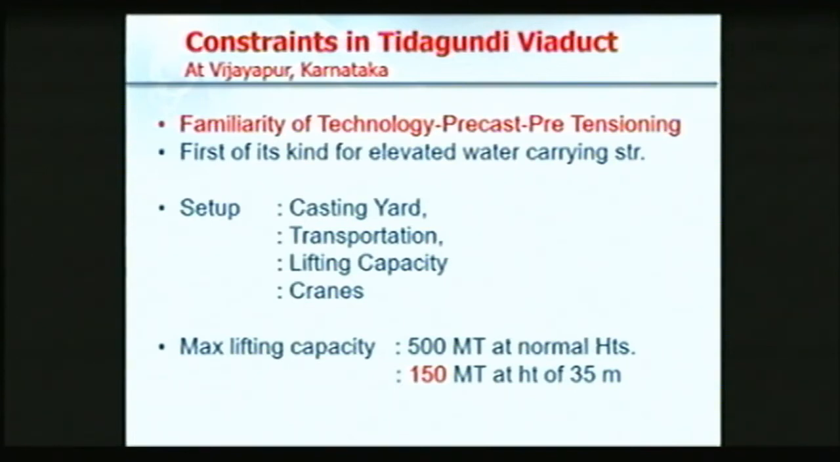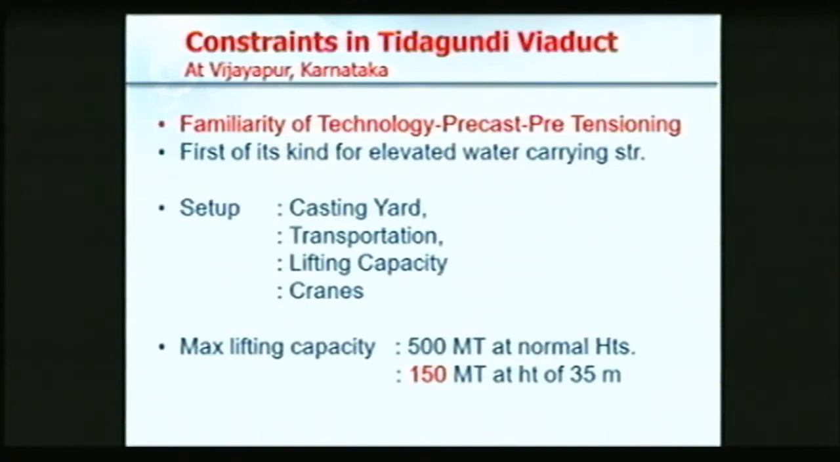And as we are going for precast, we required a casting yard, one. And after casting, the second is that you had to transport it to the construction site. And our design was governed even by the weight lifting capacity, the availability of cranes. We traveled across the country and discussed with a few of the renowned crane suppliers, and the maximum capacity available was 500 metric ton.